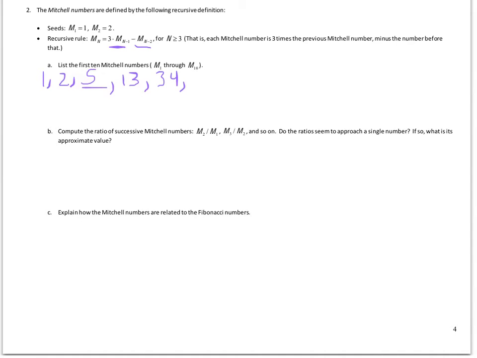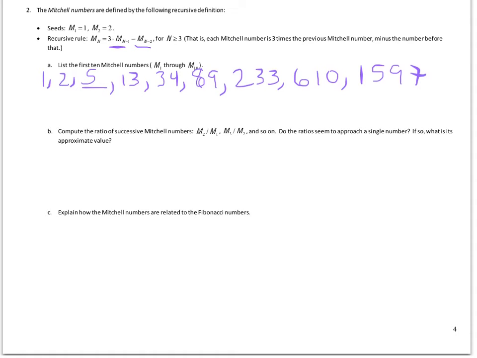The next one would be 3 times 34 minus 13, which is 89. So that's 1, 2, 3, 4, 5, 6. Okay, I need a few more. 89 times 3 minus 34 is 233. And 233 times 3 minus 89 is 610. 610 times 3 minus 233 is 1597.